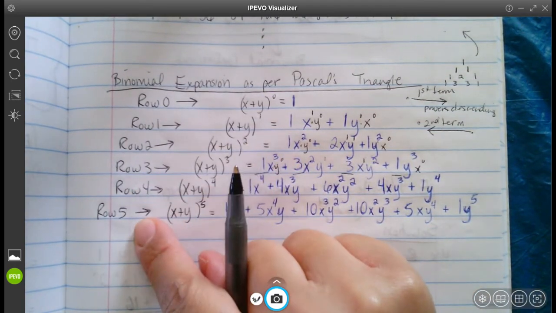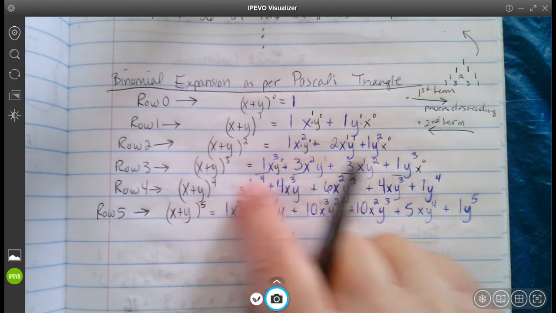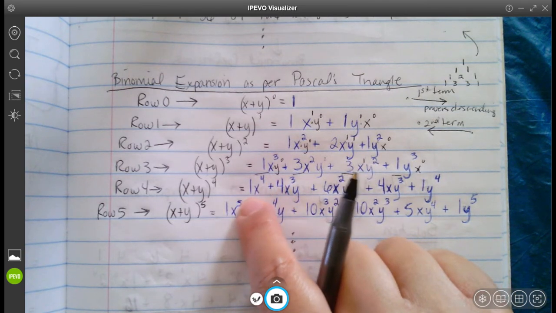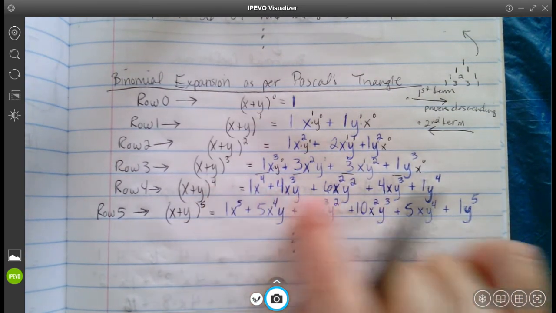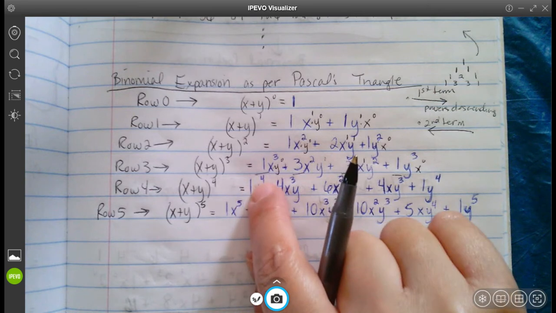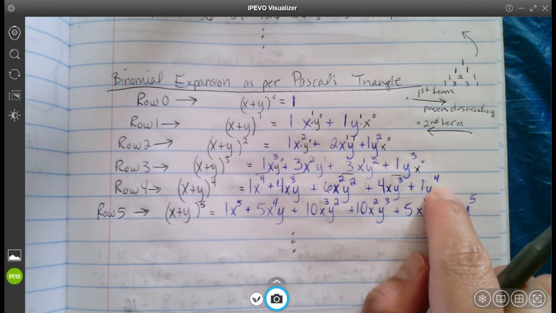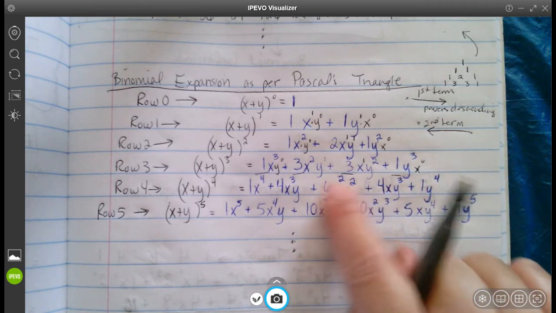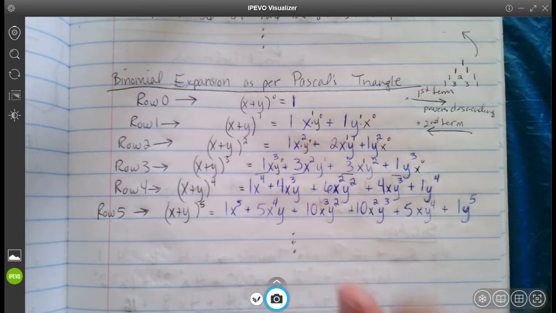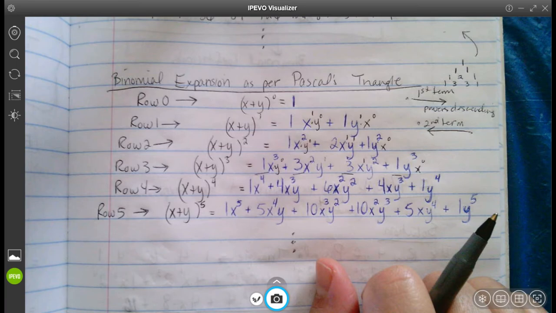So row 4, row 5, you have the same thing. Your coefficients 1, 4, 6, 4, 1, which are coming from the pyramid. And then your x is going down to 4, 3, 2, 1, 0. Y is going down the other way, 4, 3, 2, 1, 0. And the same for row 5. Pretty cool. Let's look at an example of how to use this.